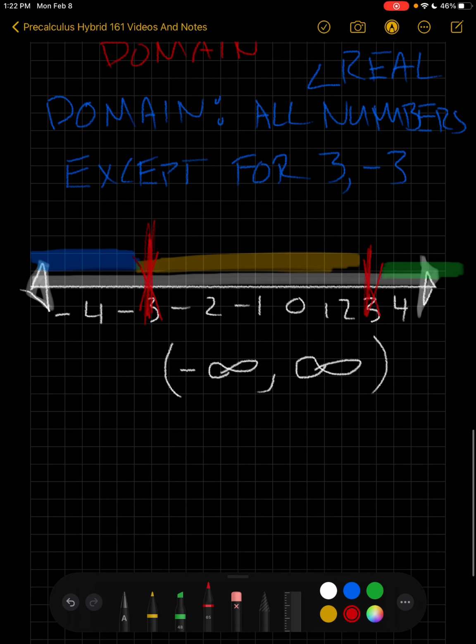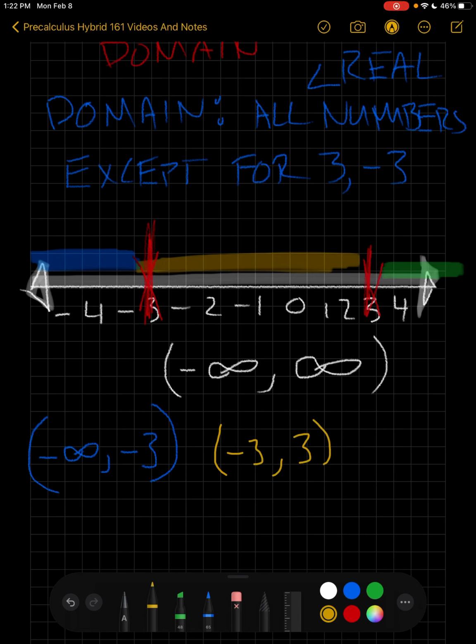And so here's how you could write this. In blue, I'm first going to describe all the numbers between -infinity and -3. That would be here. And I'm using a parenthesis here because that shows me I'm cutting out that value of -3. And then I'm going to describe the section of our number line in yellow that goes between -3 and +3. And so that's going to describe all the numbers between -3 and +3. And then in green, from 3 all the way to positive infinity.